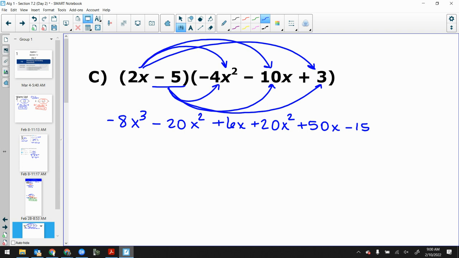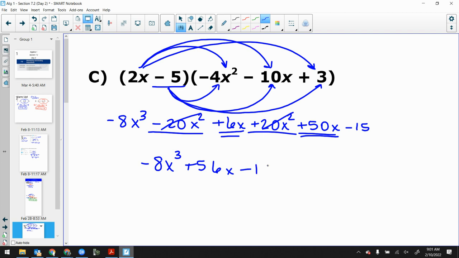What's that? Negative 5 plus 3. Wouldn't that be negative 2? Watch out. It's not plus, it's times. And now we combine like terms. We drop down the negative 8x to the third. Look what happens with our x squareds. They cancel. And then 6 and 50 make 56. And then we drop down our minus 15. That one only had 3 terms, but the only reason is because the x squareds cancel, and that was just a coincidence.